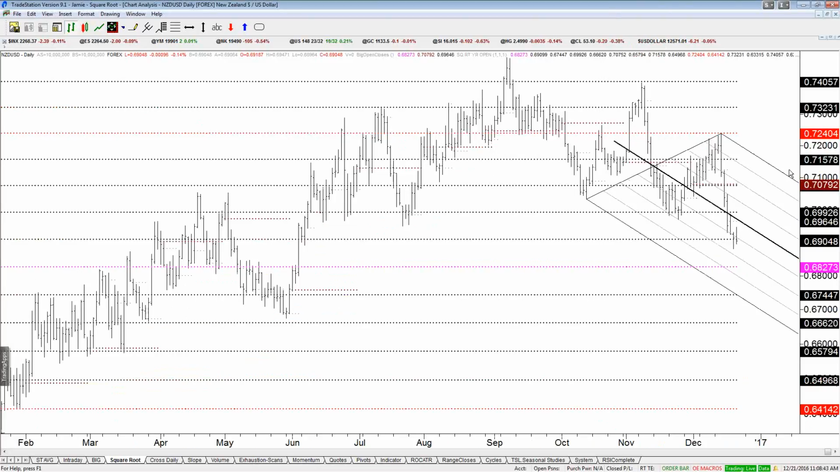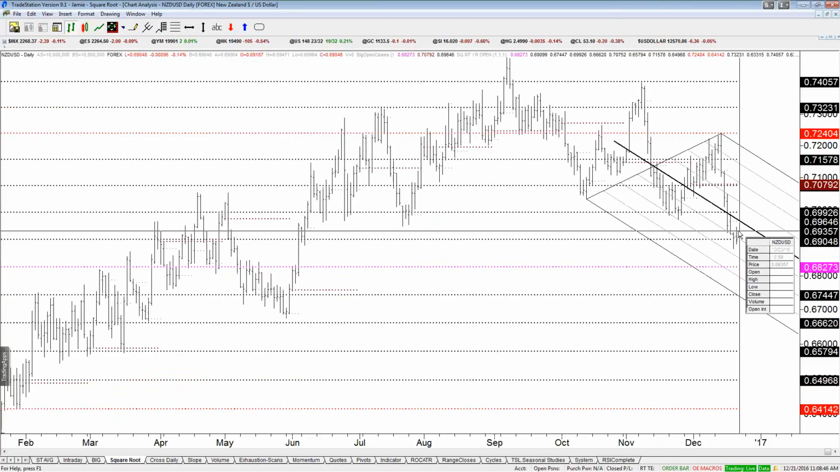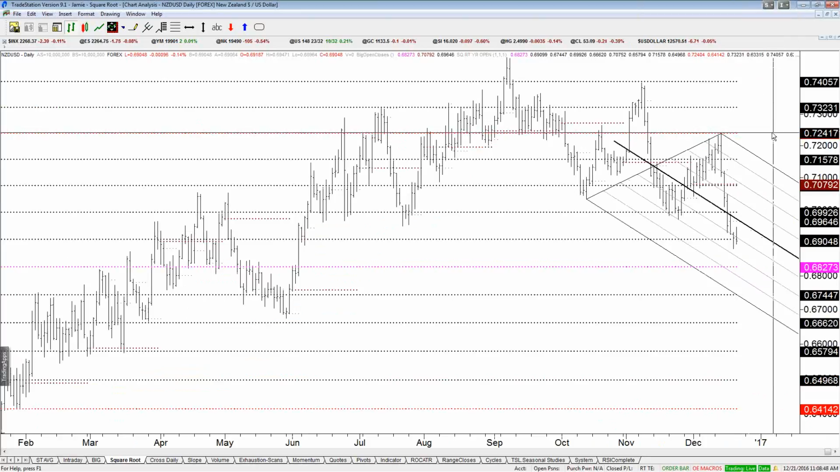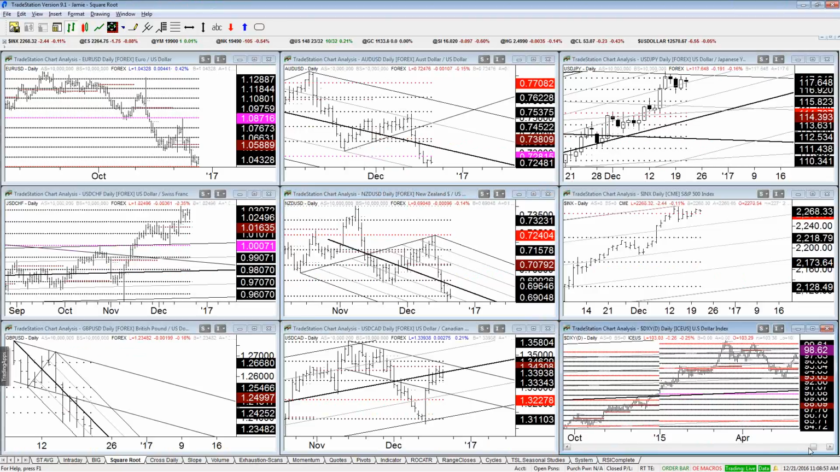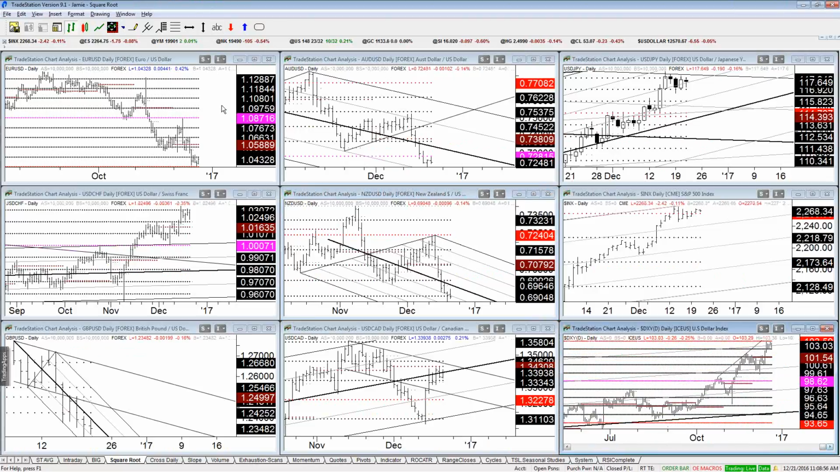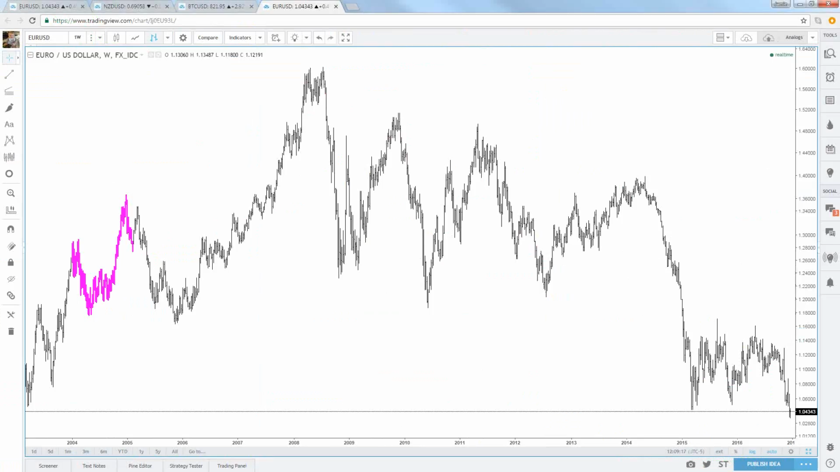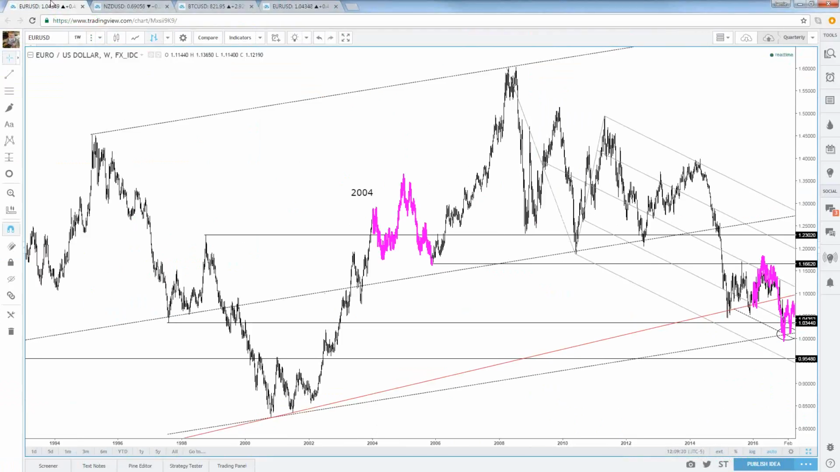By the way, I still like the idea of being short Kiwi. Every time it bounces, I don't get triggered on it, but I think you know where I stand on that. All right, so let's run through some charts, and we've got a pretty light room here today. Some people are starting to come in, but yeah, let's run through some charts. All right, why don't we start with DXY?